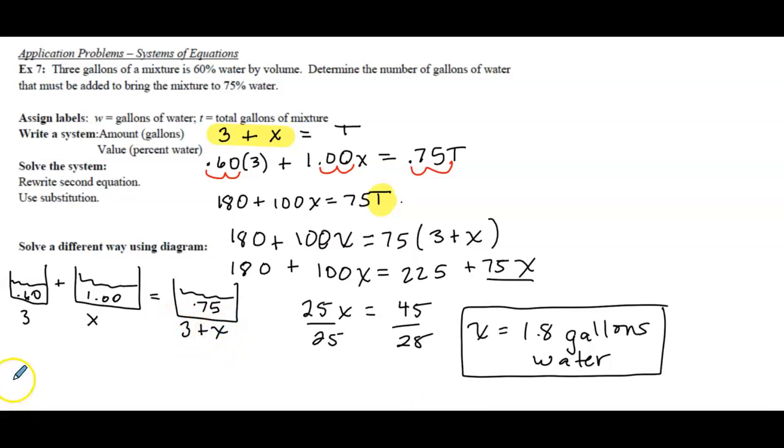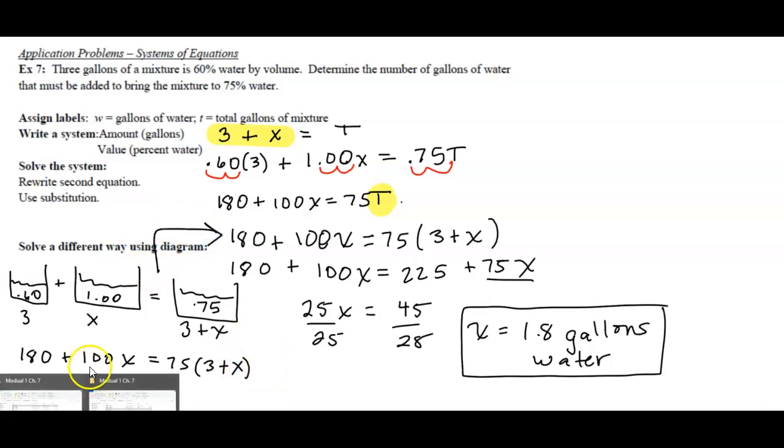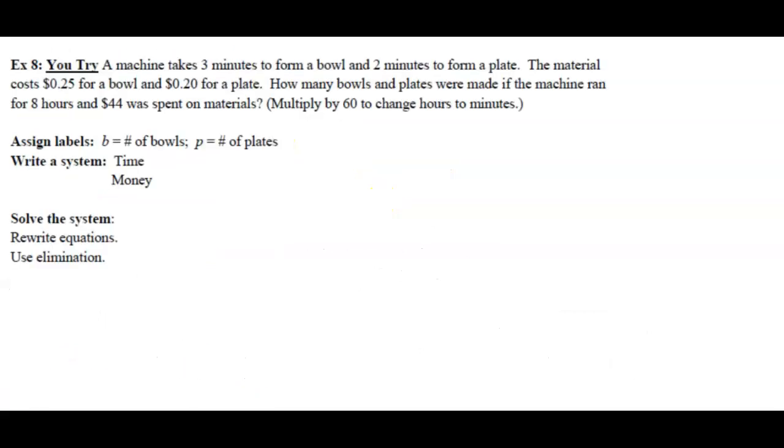So now you can see that we have the same equation. You can move your decimals out, so you end up with 180 plus 100x is equal to 75 times 3 plus x, which is the same equation that we had up here when we did it by writing the system. Give example A a try on your own, and I will do this problem for us when we meet in our Google Meet.